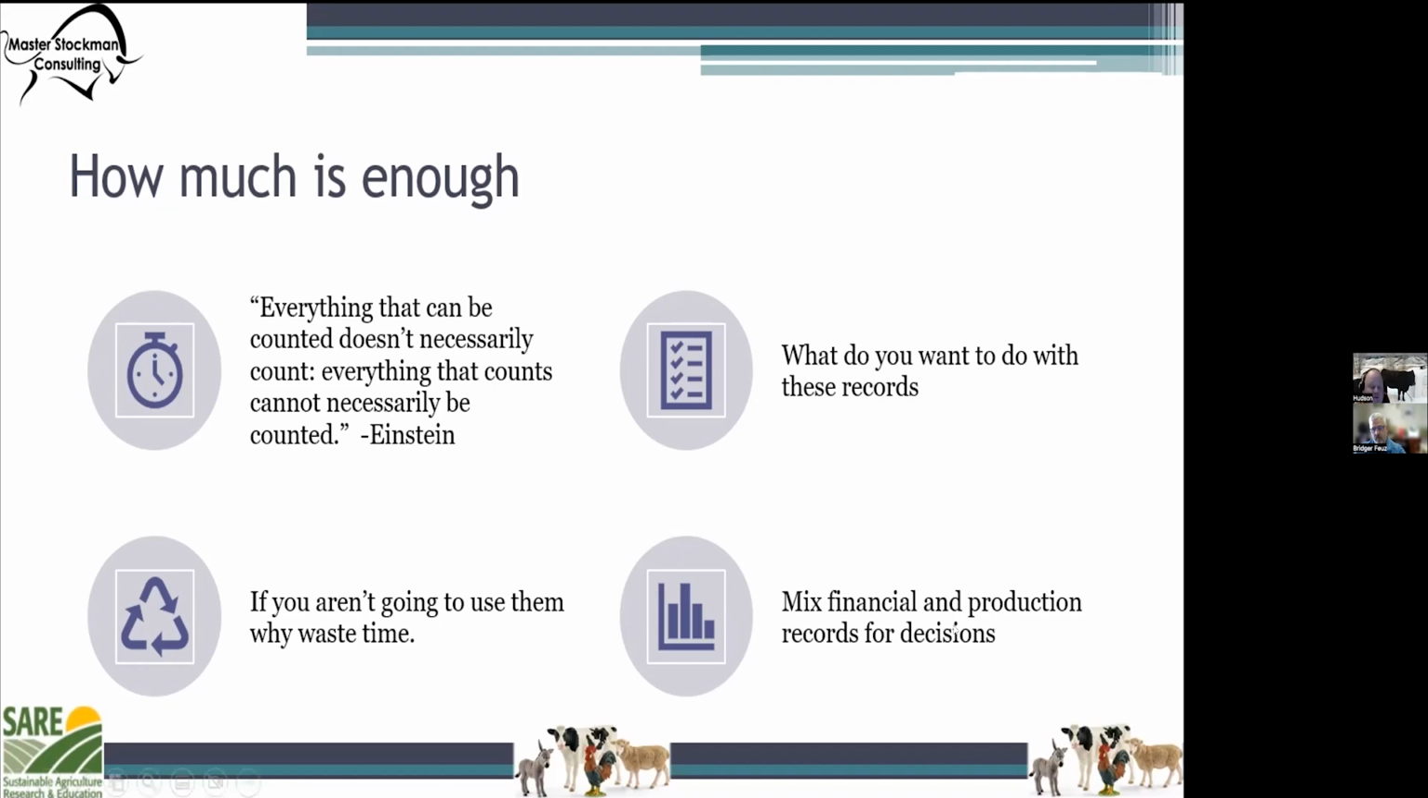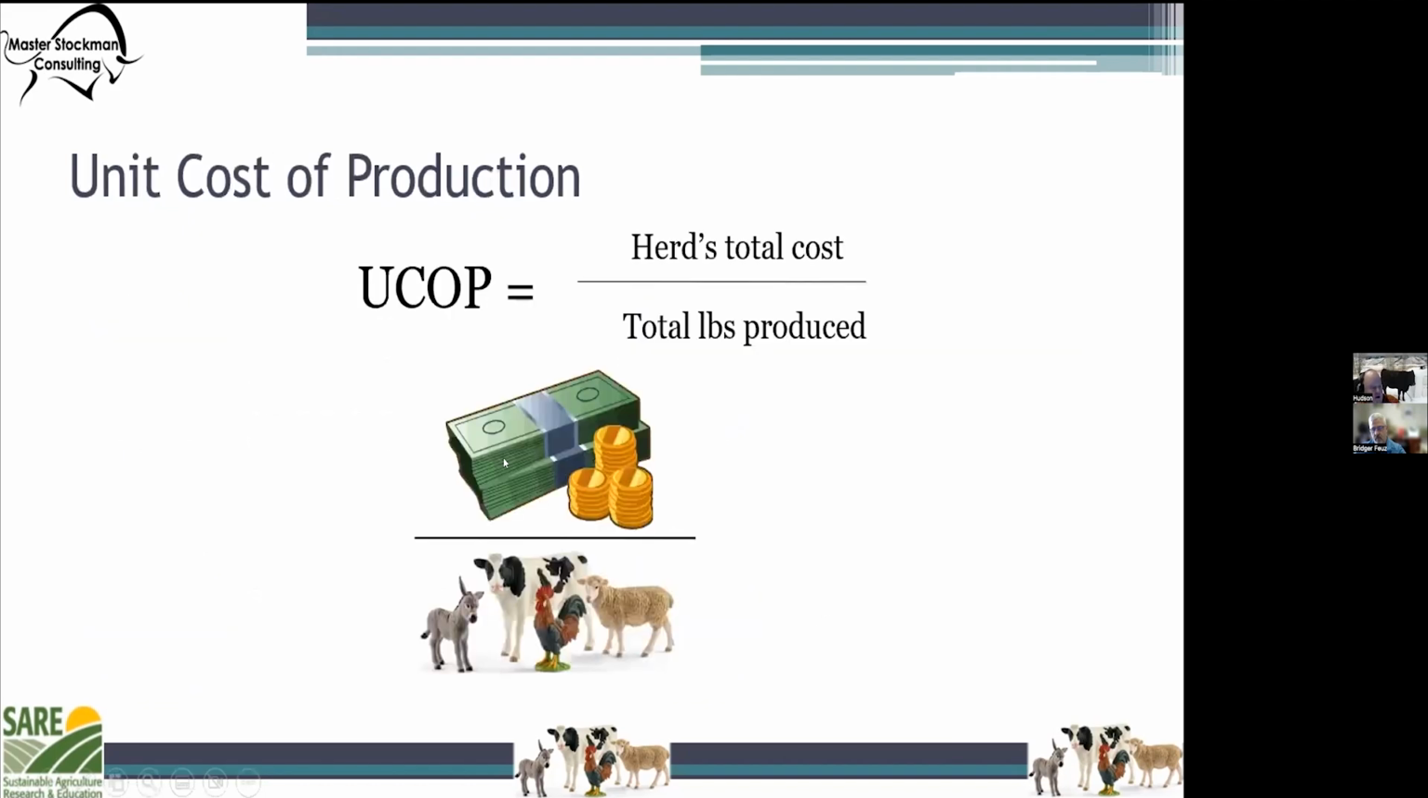And then again, this fourth little segment down here, at the end of the day, what we're really headed for is being able to mix our financial records and come up with some production records so that we can start making decisions and see how much stuff costs. So the first simplest way to see what things are costing us is a unit cost of production. And that's really simple, because a unit cost of production is simply how much something cost over how much was produced. In this example, we're basically talking about a herd of lambs or cattle.